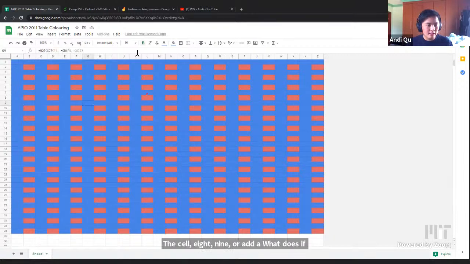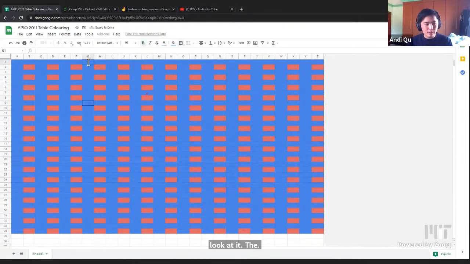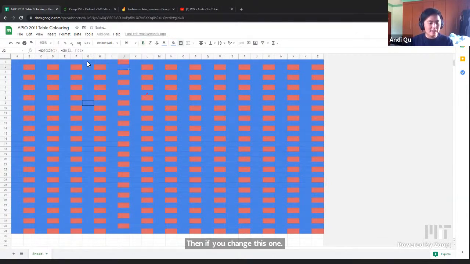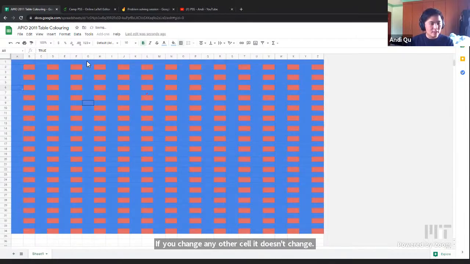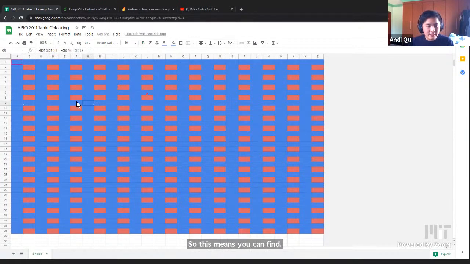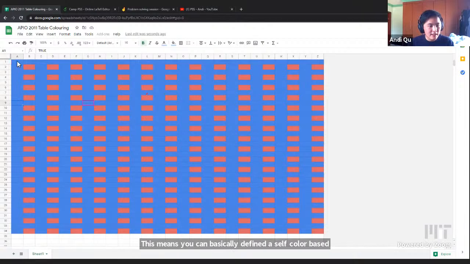Because if you look at it, let's add a border. Then if you change this one, it changes it. If you change any other cell, it doesn't change. And if you change the cell, it changes it as well. So this means you can basically define a cell's color based on the two edge cells and also the corner cell.